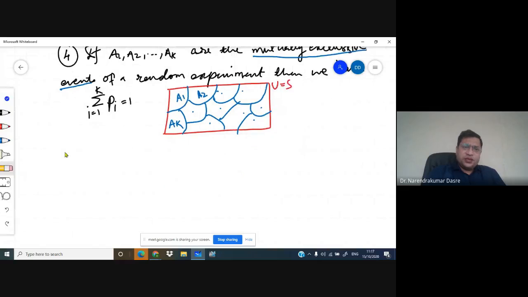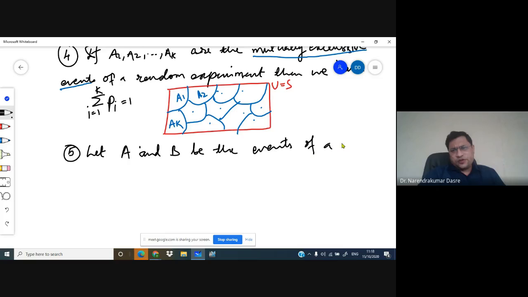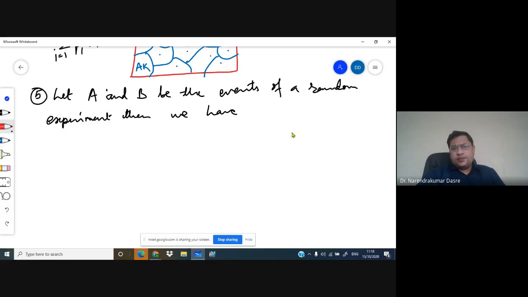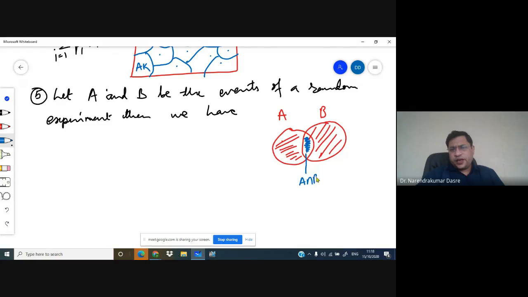Now what happens if these events are not mutually exclusive? Okay, so we'll see the addition theorem. What the addition theorem says: let A and B be events of a random experiment. So we can have this is event A and this is event B. We have three regions here, and this region is A intersection B.